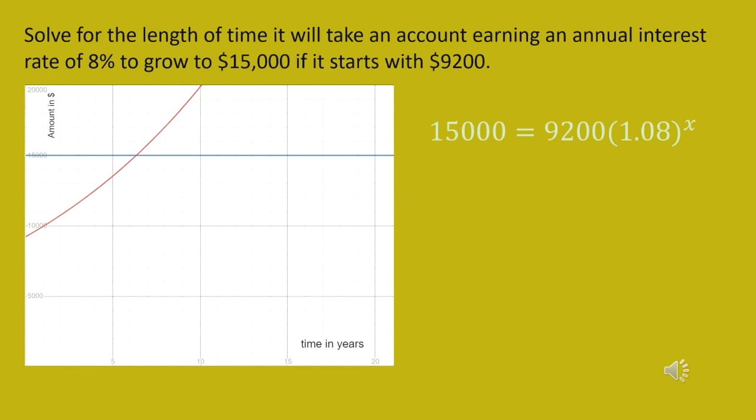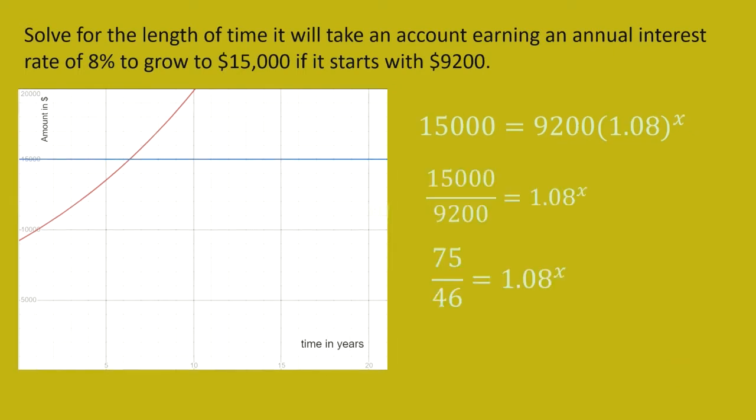We're going to work through a fairly typical annual growth rate example. Suppose we start with $9,200 in an account that is earning 8% annually. If it's earning 8% annually, then the base of the exponential function is 1 plus 0.08 divided by 1, or 1 plus 0.08. So 1.08 is our base, and its exponent, x, are years. We want to know in how many years our account of $9,200 is going to grow to $15,000.